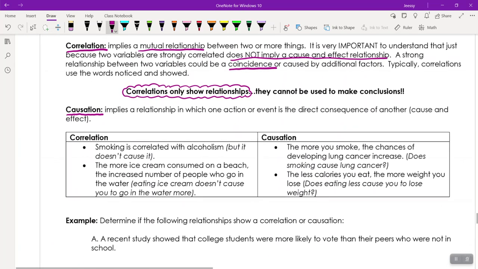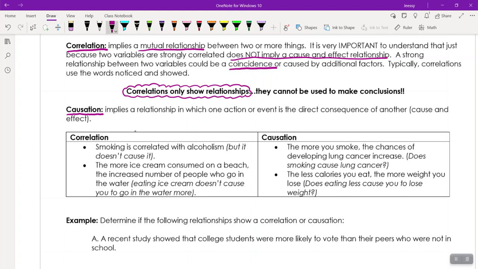Whereas causation is a relationship which has a direct consequence, where one action affects the other, cause and effect. And we're going to run through some examples so you can get a feeling for how to tell whether it's just correlation and how to tell whether it's causation.